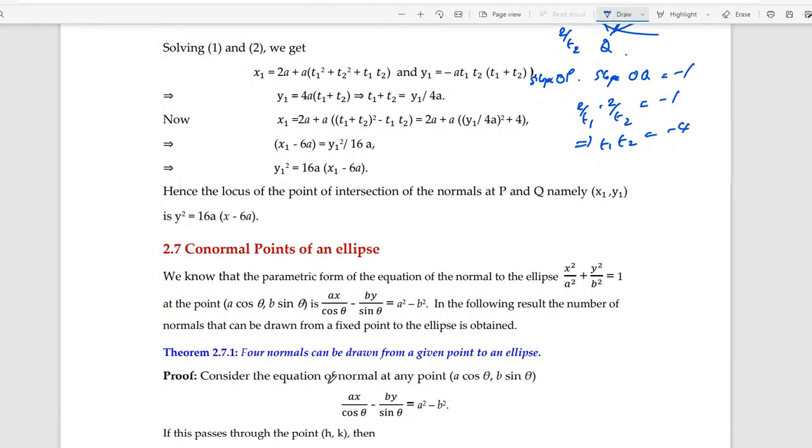In the next, we will have conormal points of an ellipse.